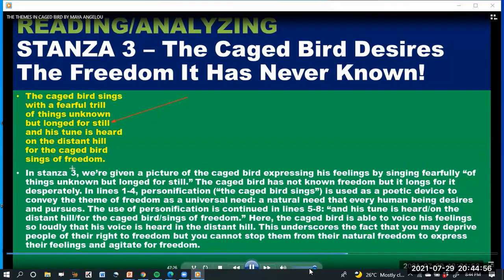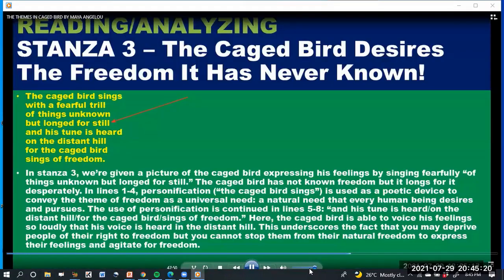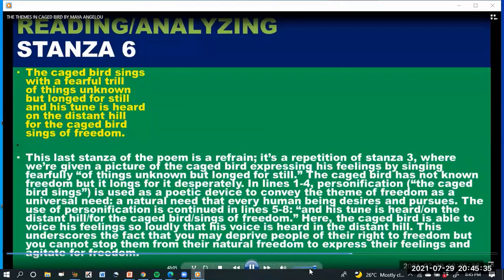The cage bird sings of freedom, and that underscores the importance of music and the purpose of music, and the fact that music has actually played a major role even in the struggle for human freedom. All right. So music as a great tool for expression and agitation is a dominant theme in this poem. And I want to believe that the picture has been made quite clear to you why this is a great theme in this particular poem.